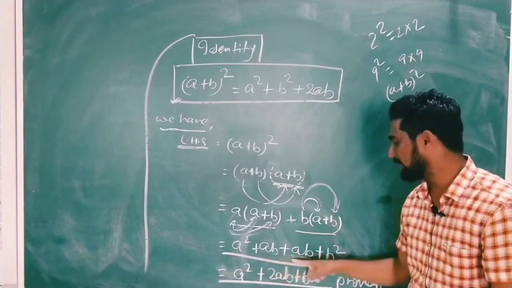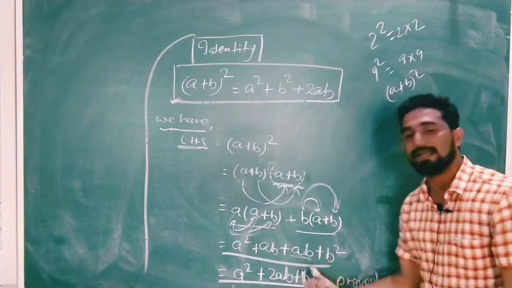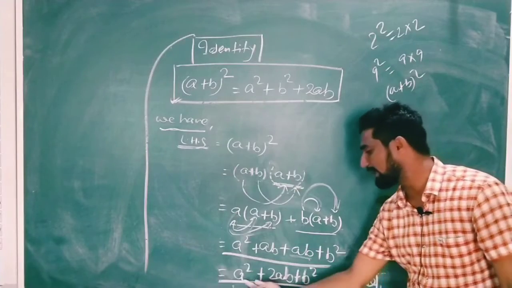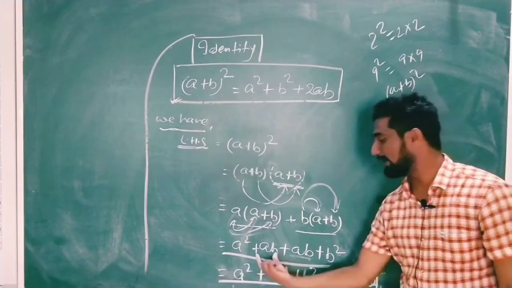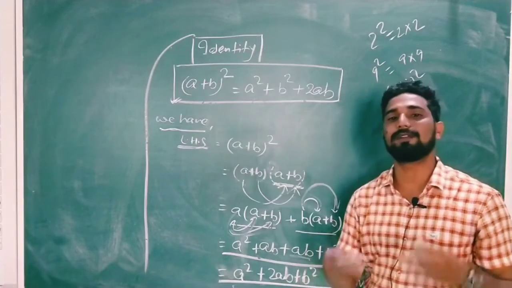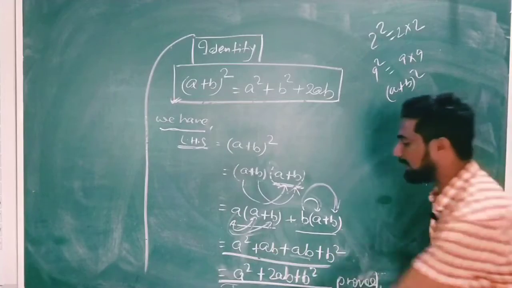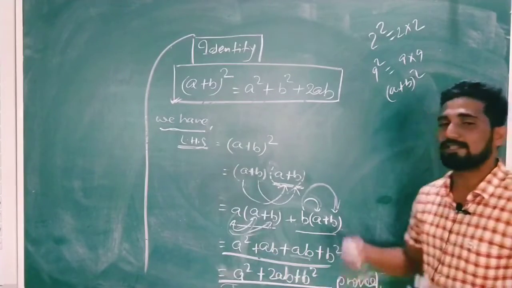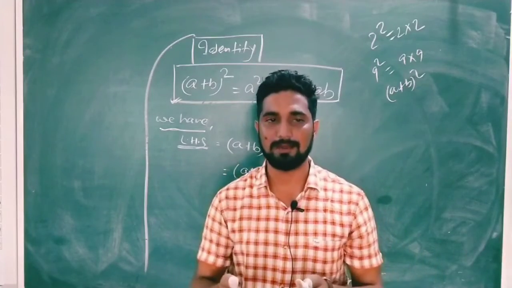Now you see the final step is a squared plus ab plus ab plus b squared, it has come. Now you see a squared and b squared are different, not like terms, so they will not be added, so they are written here as it is. But you see this ab and this ab, so 1 ab and 1 ab, it becomes how many ab, 2ab, so it is written here 2ab, and the formula is proved, identity is proved: a square plus 2ab plus b square. This was the first identity. I will be coming with more and more identities.